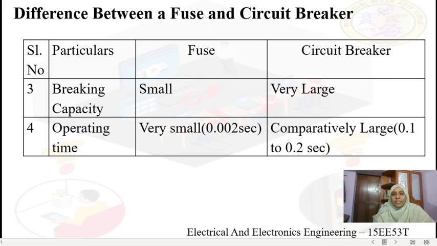The trip mechanism will work, then the circuit breaker contacts will open. So for all these things to happen, it requires a little more time. The range of time required is 0.1 to 0.2 seconds. So operation time wise, fuses are faster than your circuit breaker.